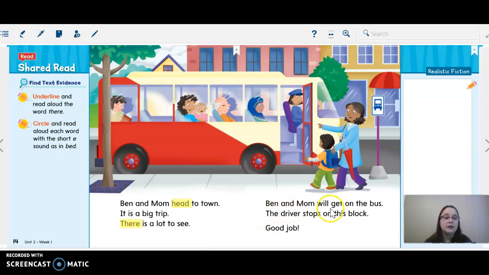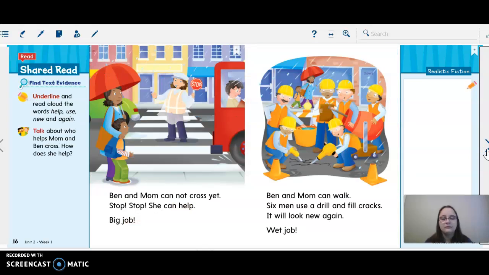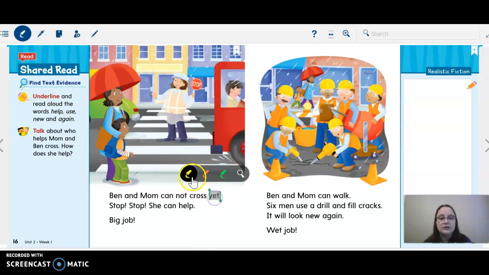Ben and Mom will get on the bus. The driver stops on this block. Good job. Ben and Mom cannot cross yet. Stop, stop. She can help. Big job. So once again, we have a short E word with a different spelling. It's just a single E. Yet. And we also have one of our sight words, help.